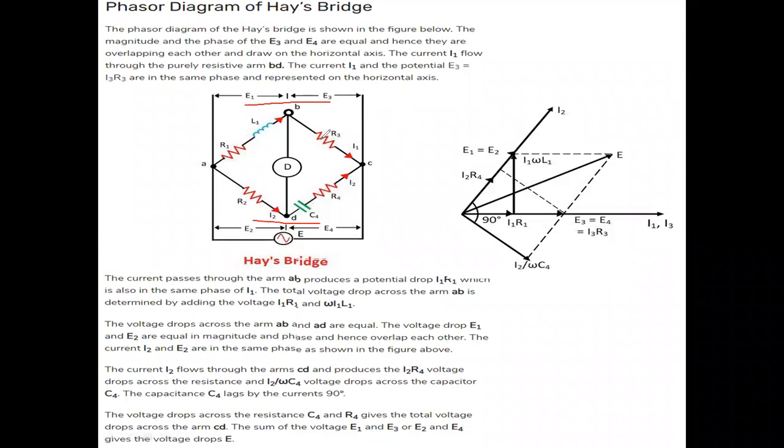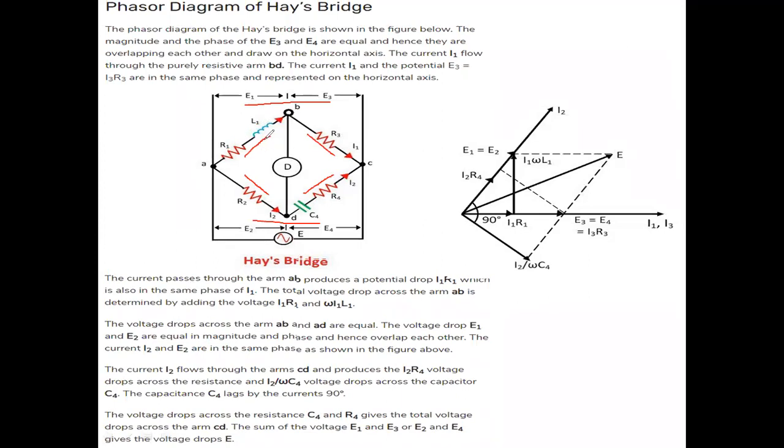Here, paths B to C and A to D are nothing but resistance paths, but paths A to B and B to C are inductance paths. If we see the current flowing through the first path, the current flowing through the first path is I1 from A to B.